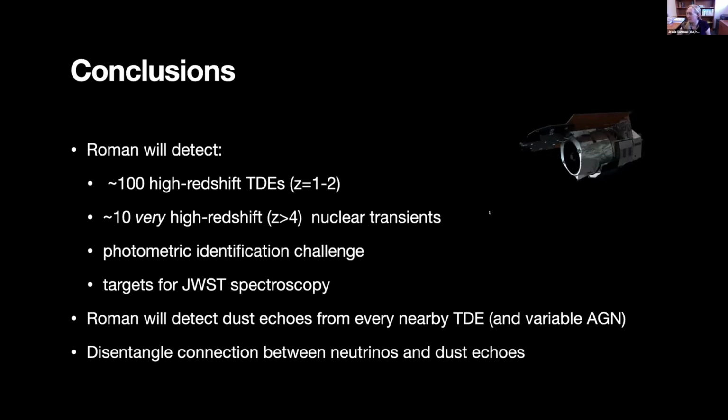Right now there's a comment in Slack, which I'll read. It's from Peter Brown. It says, the excess UV luminosity of TDEs compared to type 1a supernovae will help extend the redshift range at which TDEs can be detected.